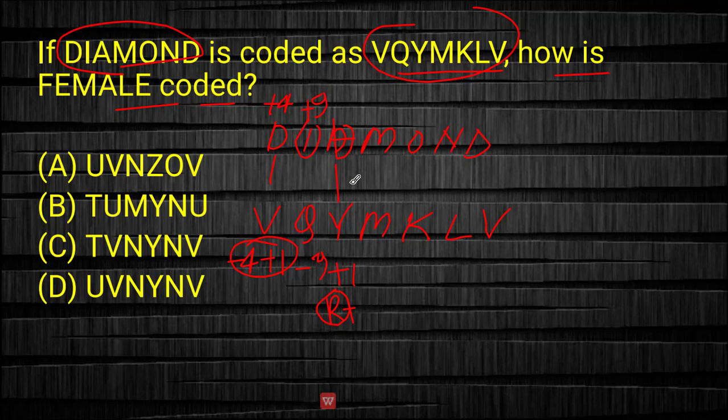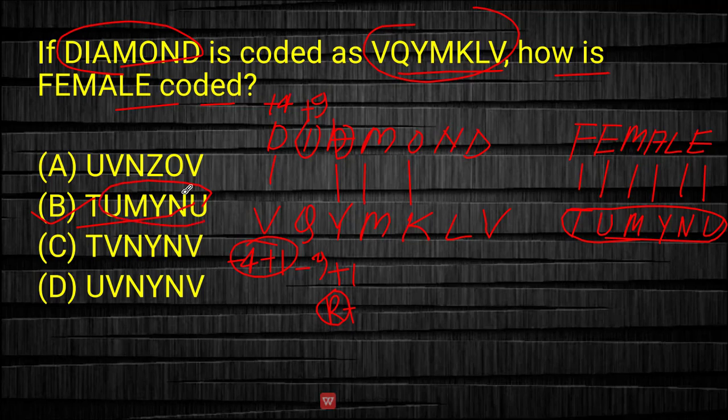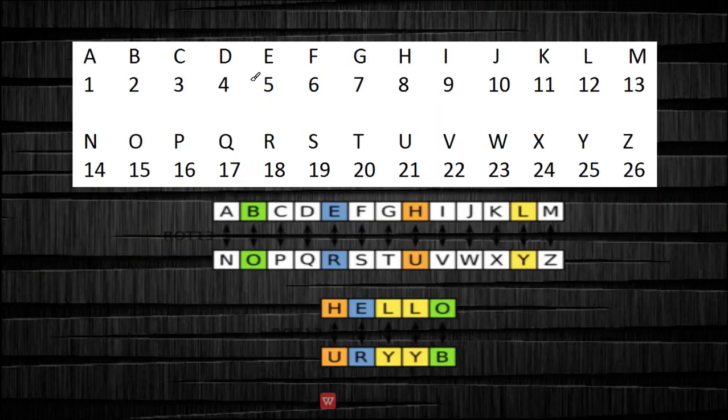So in that way if we match this with FEMALE, then you will get T, then U, then M, then Y, then N, then U. So this is the option. So B is the correct answer. I am telling again, you just see that D's opposite is what? D is 4th, A, B, C, D. So here plus 4, here minus 4. That means W. Plus 1 means V. So D is V.